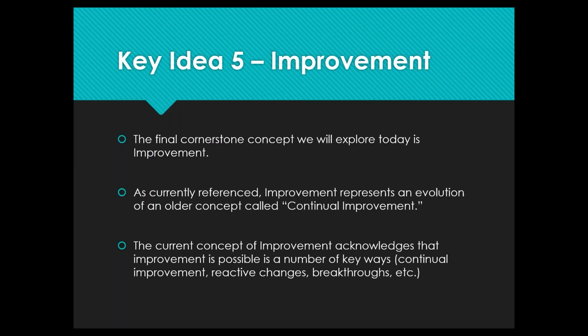Now, the final cornerstone concept that I want to talk about today is improvement. The current rendering of improvement was originally called continual improvement or continuous improvement. What they did with the improvement concept is they expanded it a bit. They went beyond just continuous improvement and added in concepts like reactive changes and breakthroughs and so forth. And the idea that improvement was something that should be pervasive throughout the quality management system, not just something that you work on from time to time.